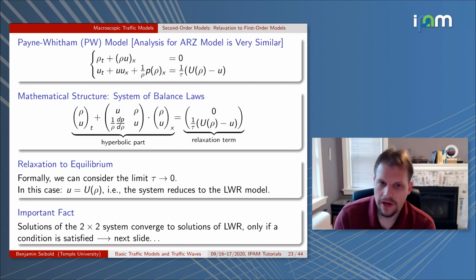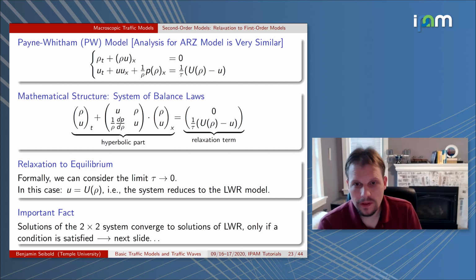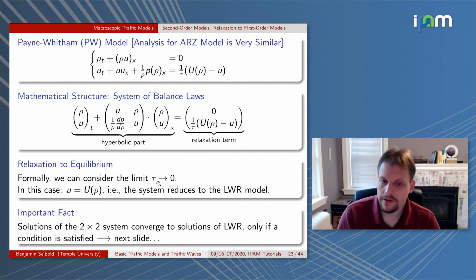So you have a hyperbolic part, and then you have a relaxation term here. And now you understand how the solutions of these problems behave. So you can formally just consider the limit tau going to 0, right? So intuitively, that would make this relaxation term more and more dominant.